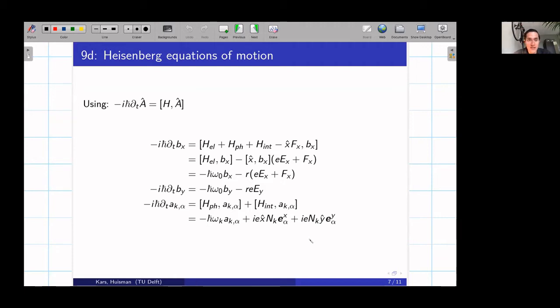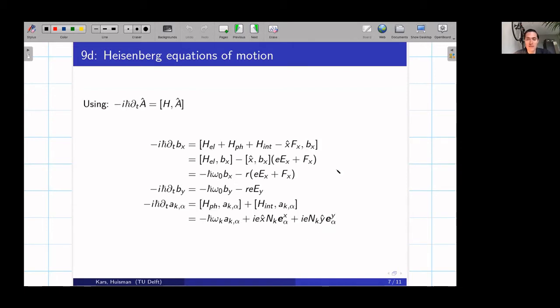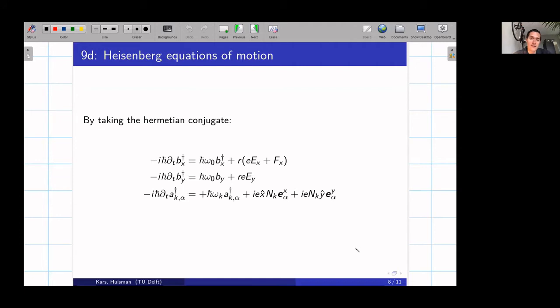And then for the creation operators, you can just take the Hermitian conjugate of all these here, and that's how you obtain the equations of motion for the creation operators. It's basically the same steps. You can also do the commutation relations, but here I've written down the result, so you can maybe look at it and check it.